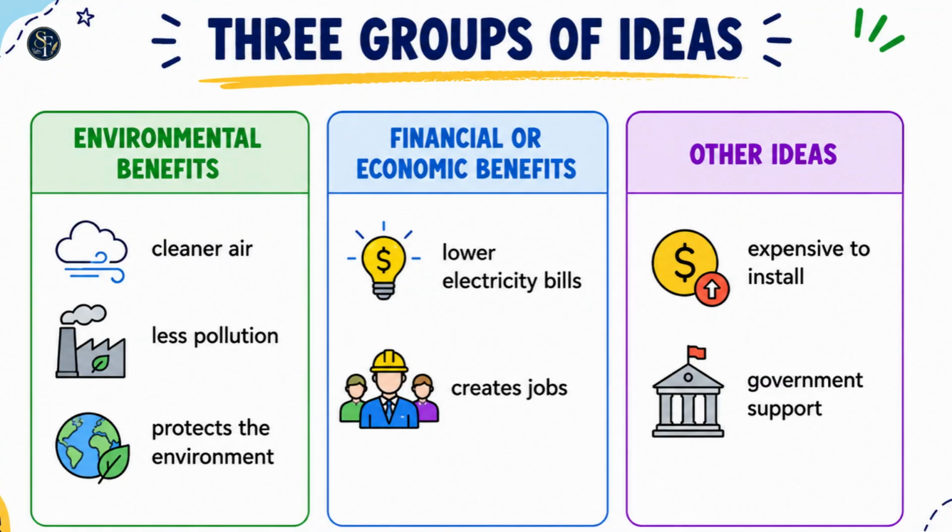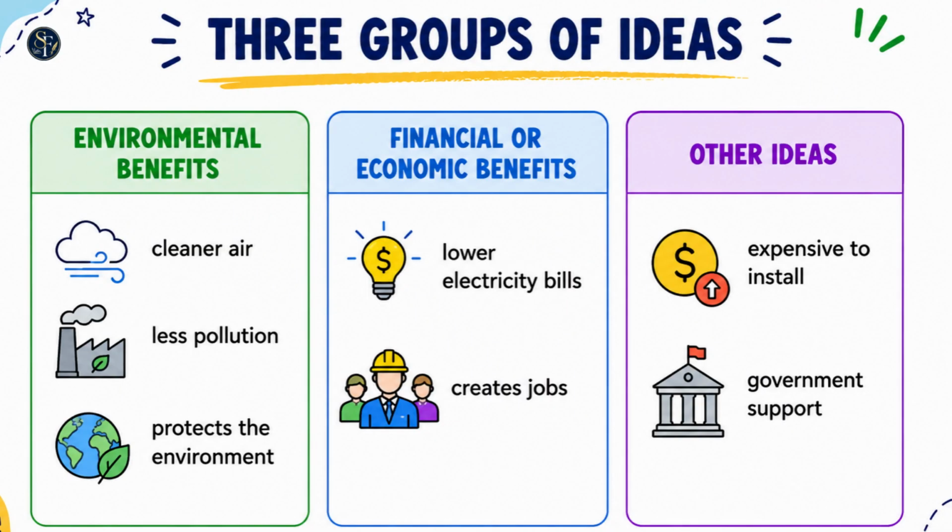So now that I have some ideas on a piece of paper, I begin looking for patterns. So as I'm reading my list, I notice that some ideas are connected. For example, cleaner air, less pollution, protects the environment. All these relate to the environment. So they are related to environmental benefits. Then I notice another group, lower electricity bills and creates jobs. These are financial or economic benefits.